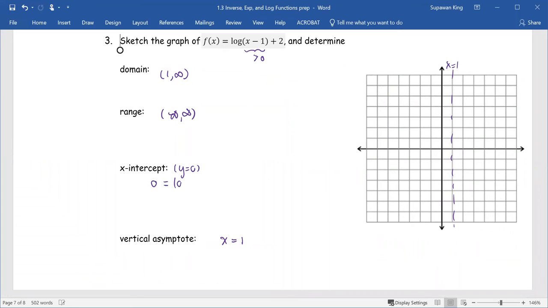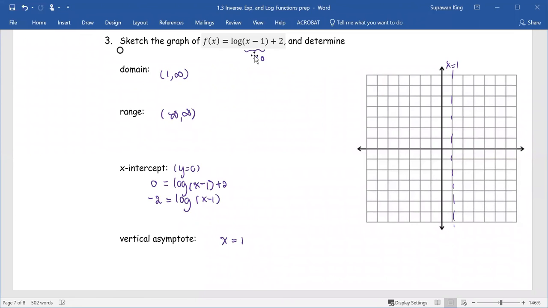0 = log(x − 1) + 2. This is the log base 10, so change the log form into the exponential form. Before we do that, move 2 to the left-hand side by subtracting 2 from both sides. So negative 2 equals log base 10 of (x − 1).